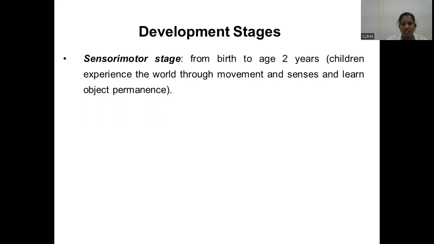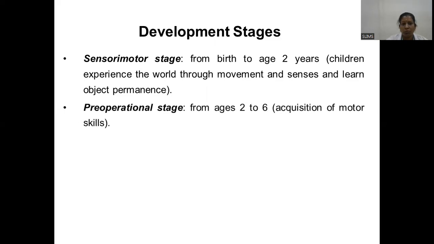Next are the developmental stages. The first one is the sensorimotor stage, from birth to 2 years. Children experience the world through movement and senses, which leads to object performance. Then the pre-operational stage, from age 2 to 6 years, that is motor skills.